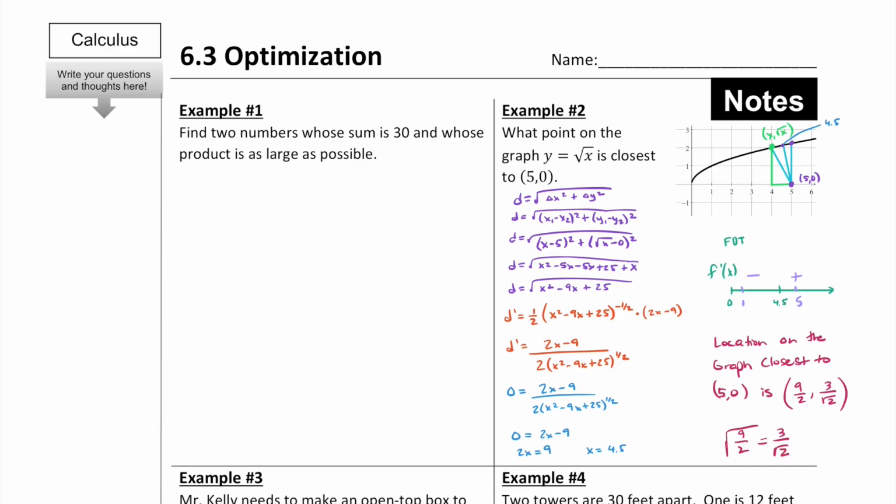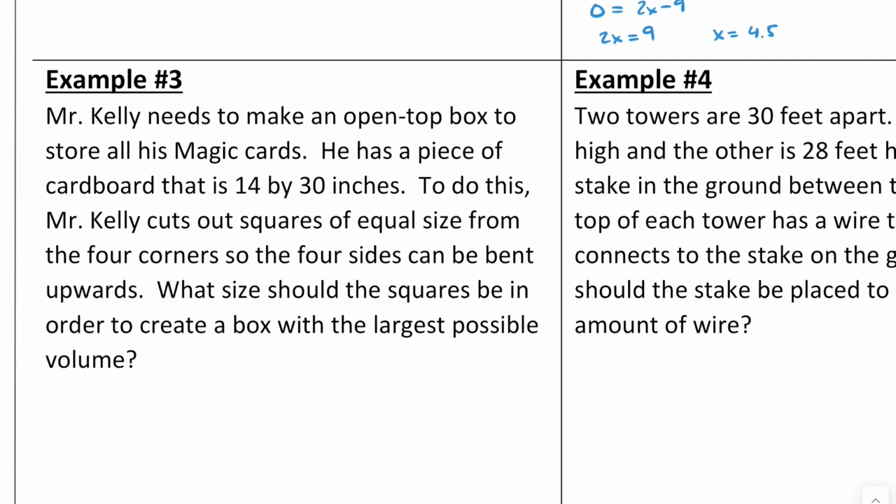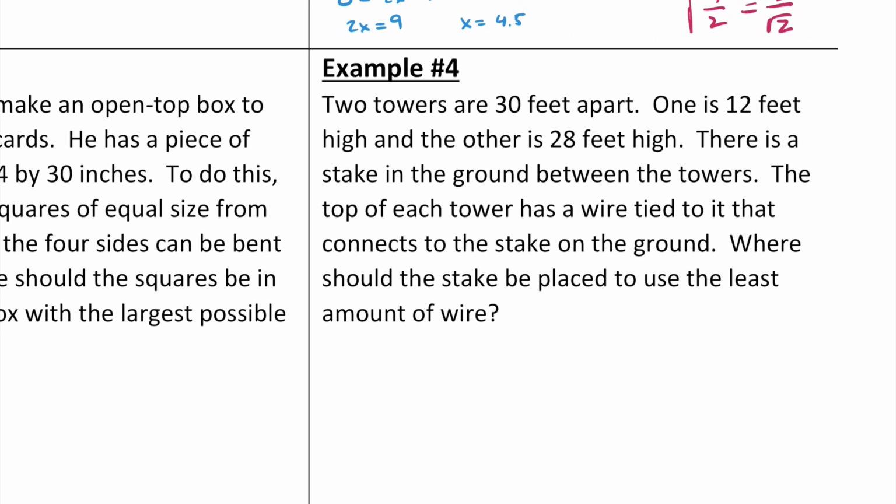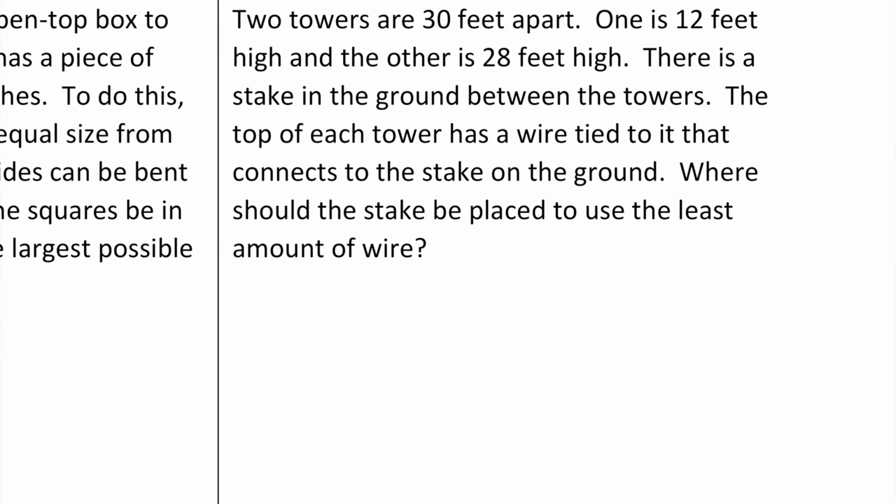Sweet. Okay, our next example, this one's a famous one as well. We're going to skip the cards in the open top box because we did one like that. We're going to go over the two towers are 30 feet apart. Okay, so we have two towers. One is 12.